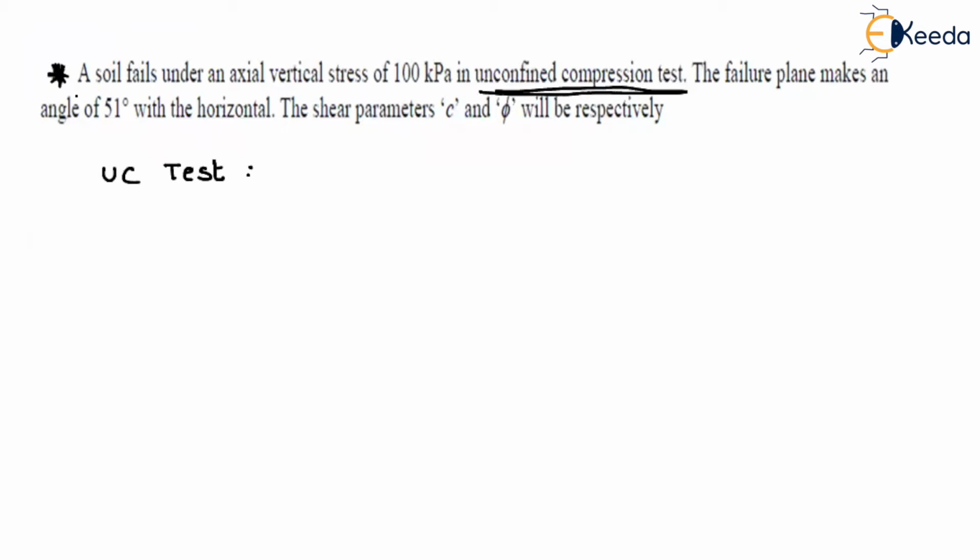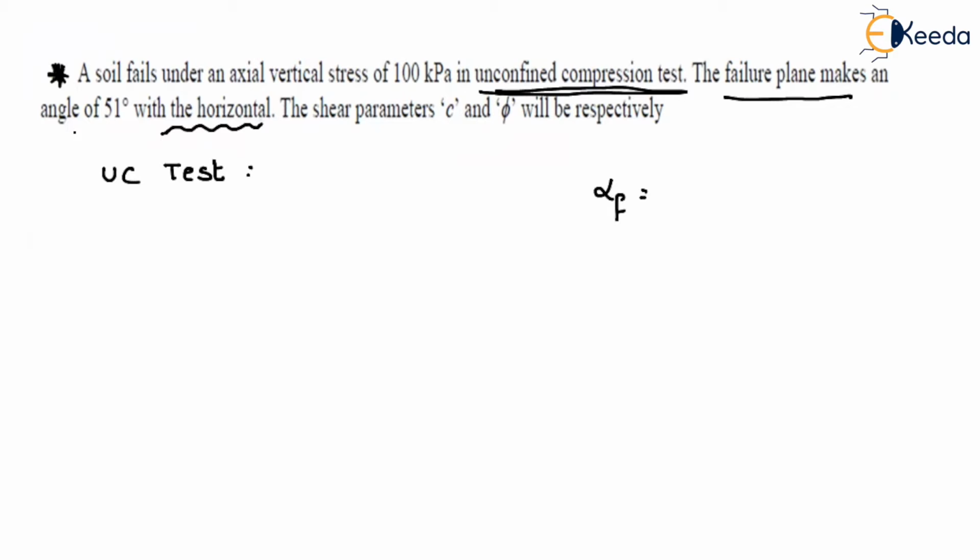The failure plane makes an angle, and here they are talking about the failure plane with respect to the horizontal. Whatever failure plane we have discussed in the theory, we have represented with respect to the horizontal. Suppose here they mention it with respect to the vertical, then 90 minus 51 is what we take, with respect to the horizontal.